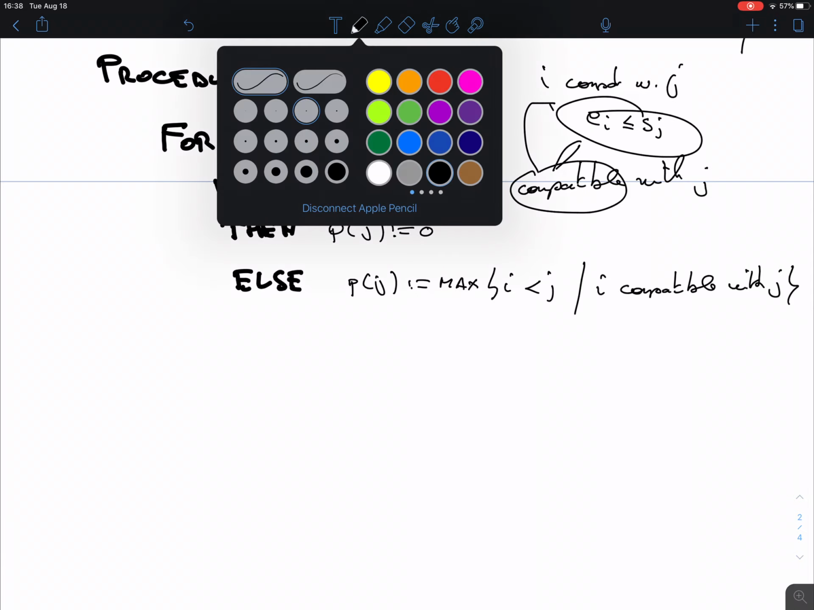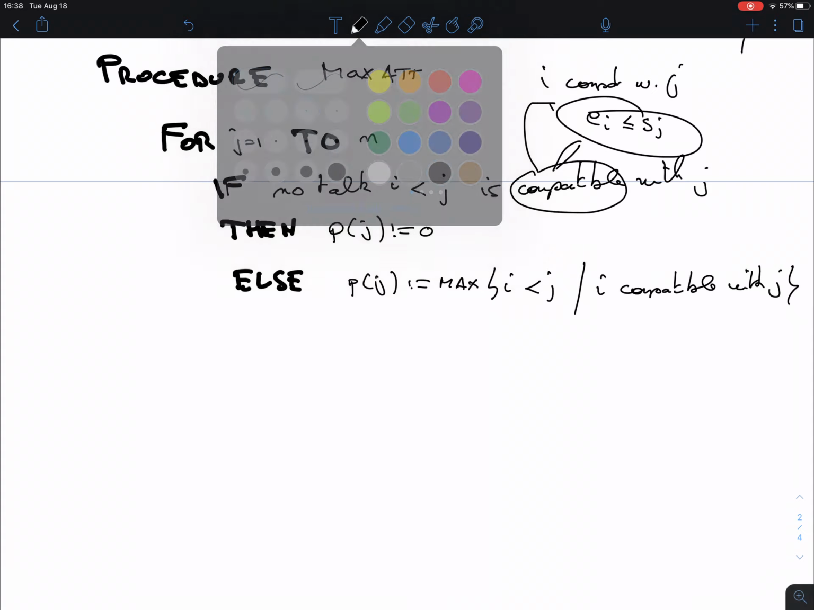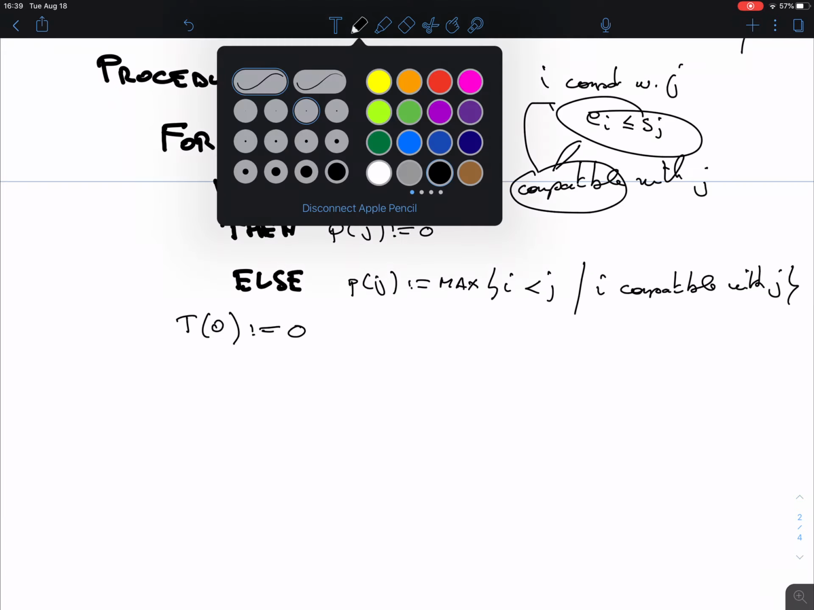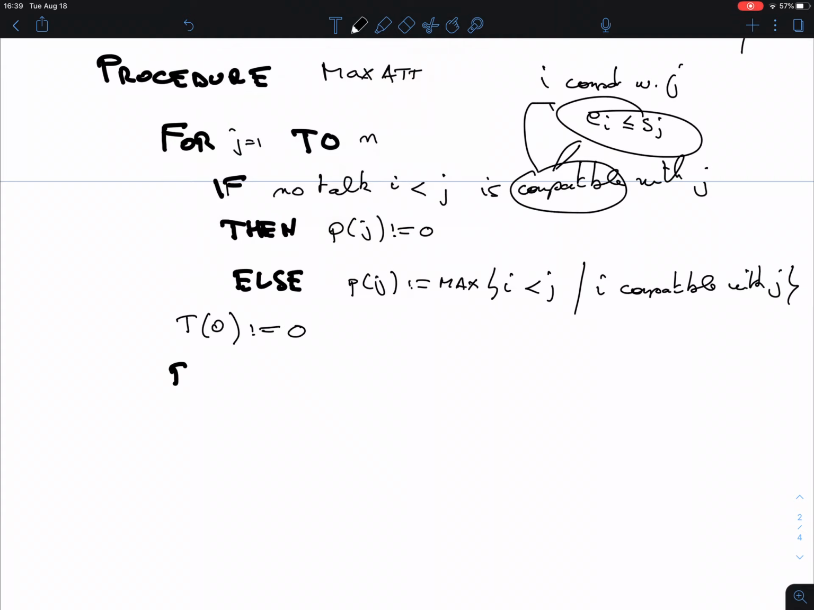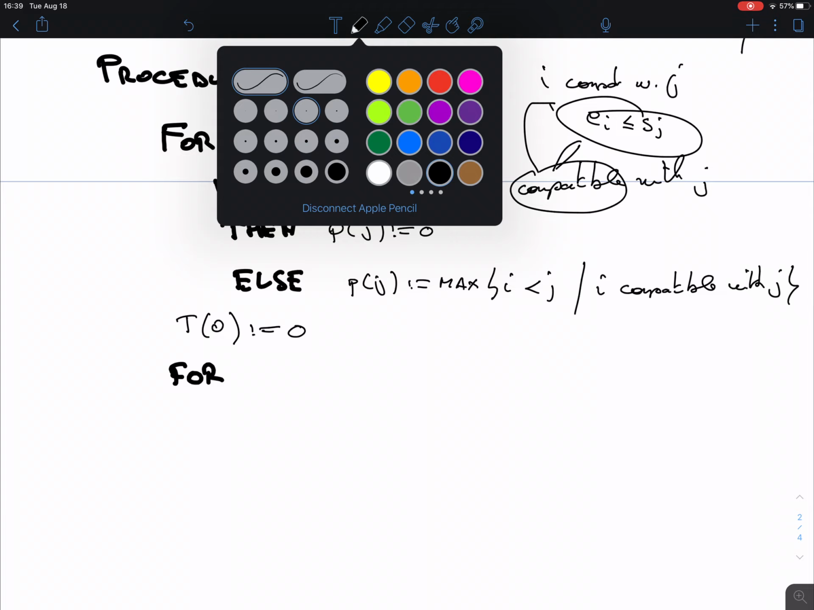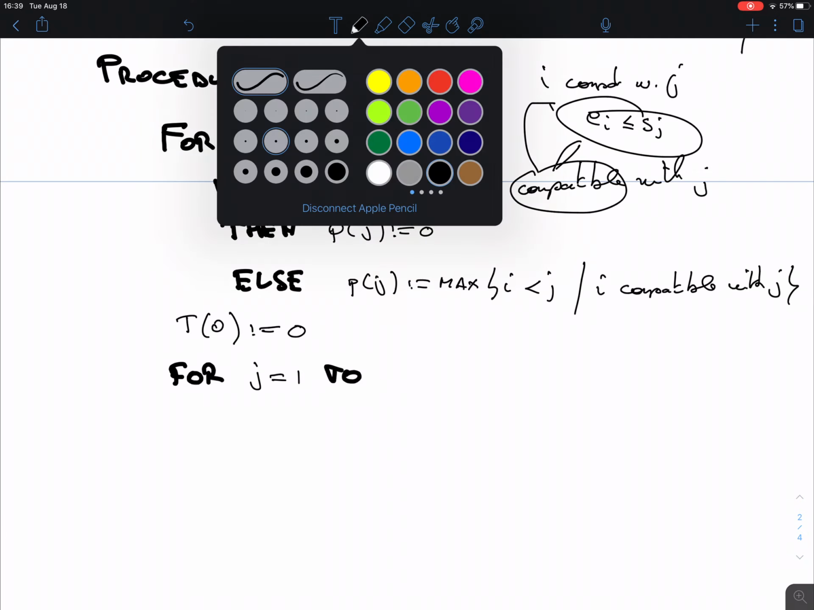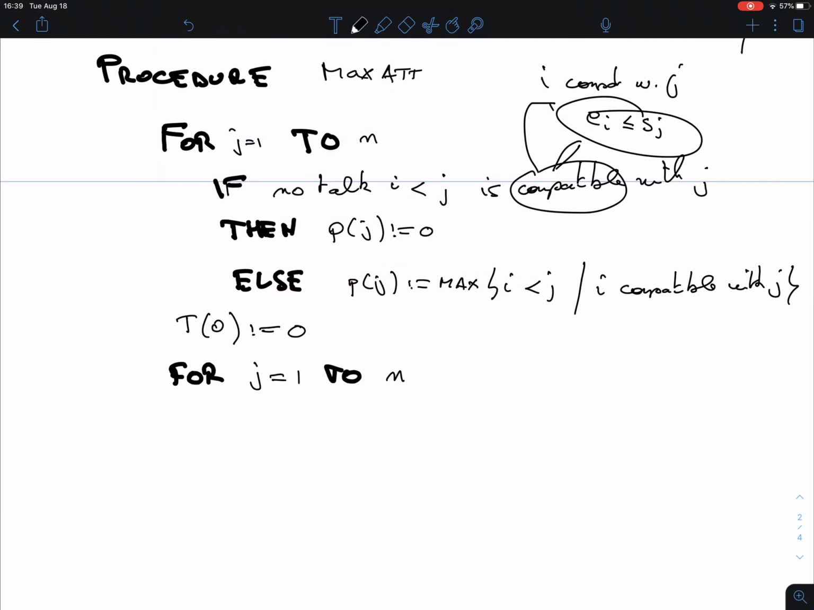Okay, so now this is our setup for P. Now we're going to start with T. Of course we start with talk 0, where nothing has happened, and now we will run from 1 to n to calculate the values of T. So for j going from 1 to n, the same thing as before.